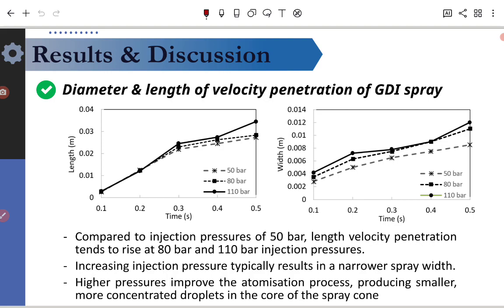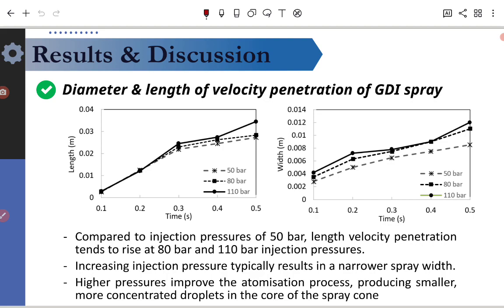Basically, the spray penetration is the distance the fuel spray travels from the injector nozzle before it spreads out or widens. The values for each injector pressure, on the diameter and length of the velocity penetration, are plotted into a graph as shown in the slide at the fuel injector location in the chamber. From there, we can see that the spray distance from the injector nozzle before it begins to disperse is influenced by injection pressure.